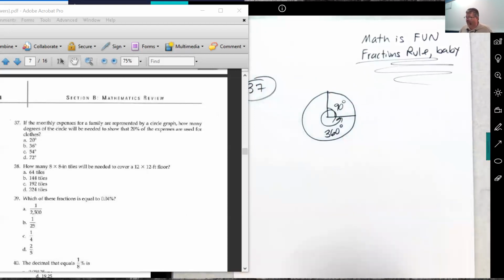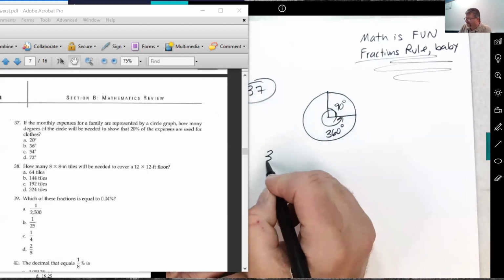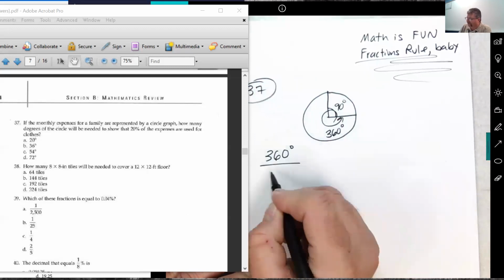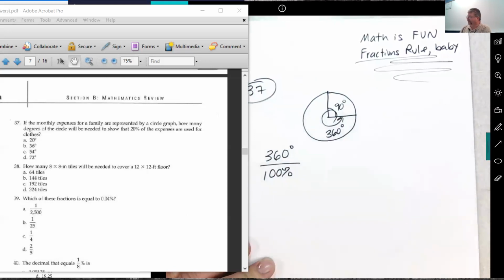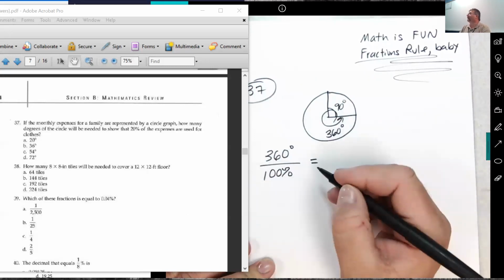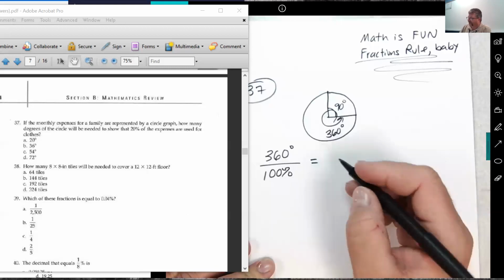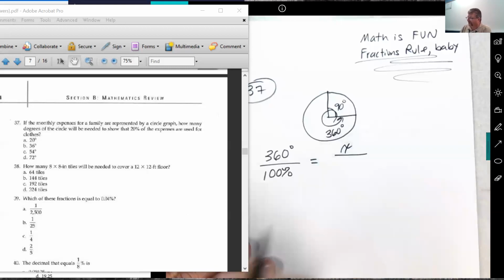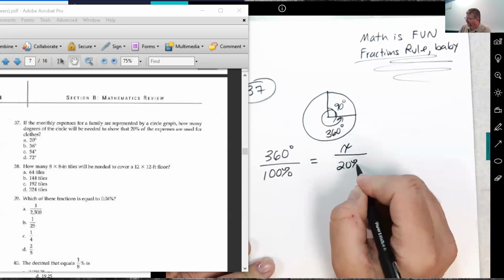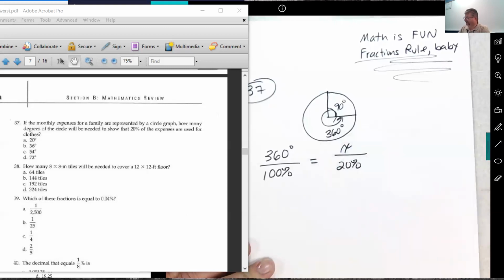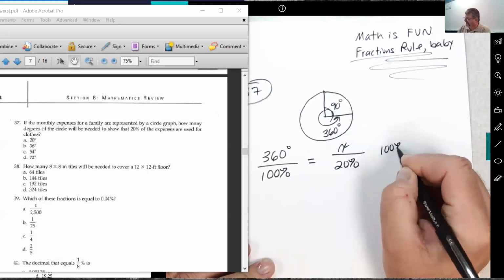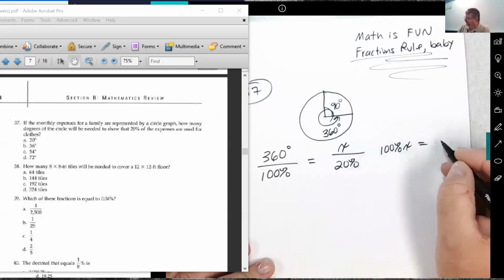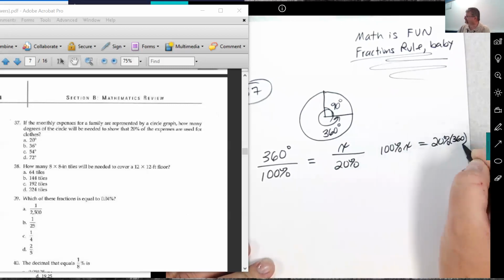We can set up another proportion. 360 degrees, that would be 100% of the way around my circle. Well, I'm told here that these expenses for clothing are going to be 20% around. I want to know how many degrees that is. So I'll call that X, and I'll call that 20%, and there's a proportion. Okay, cross multiply, what are we going to get? 100% times X equals 20% times 360.